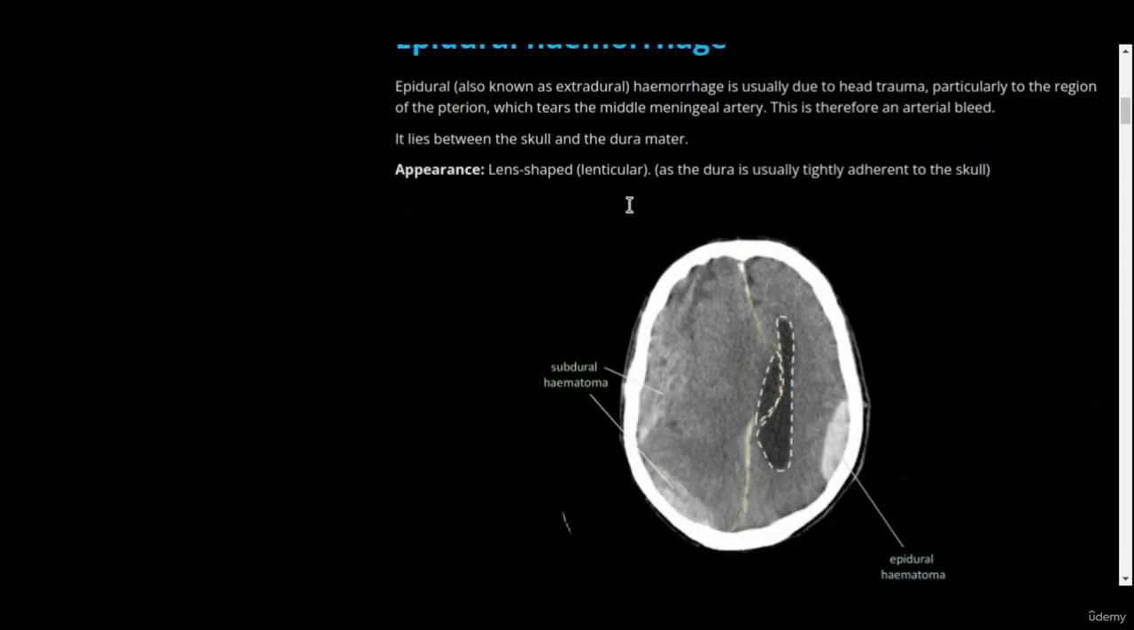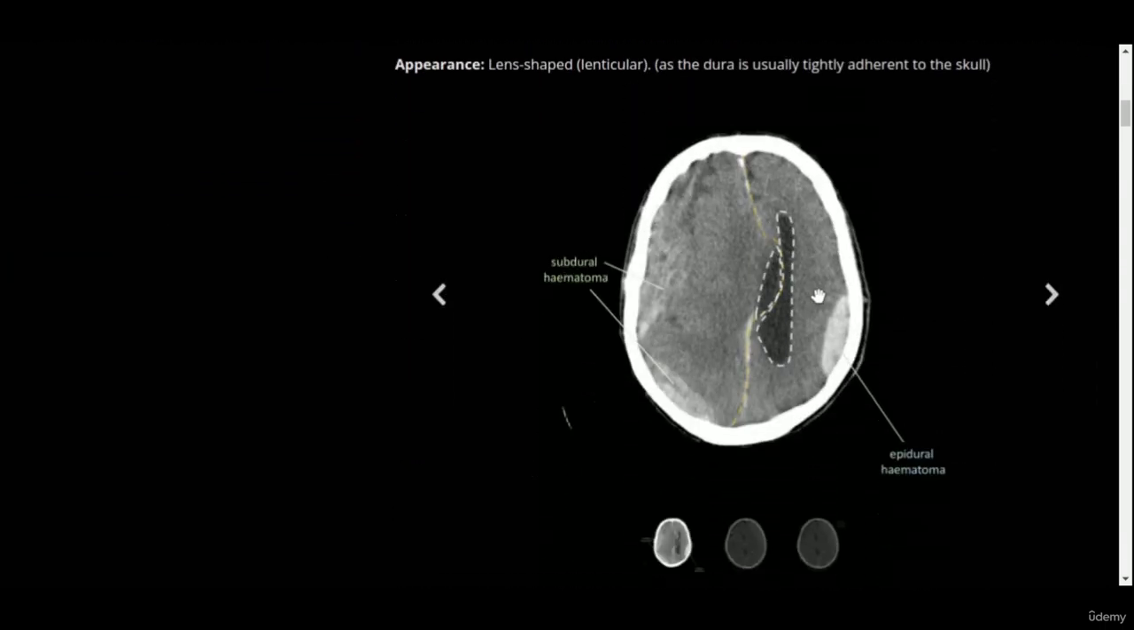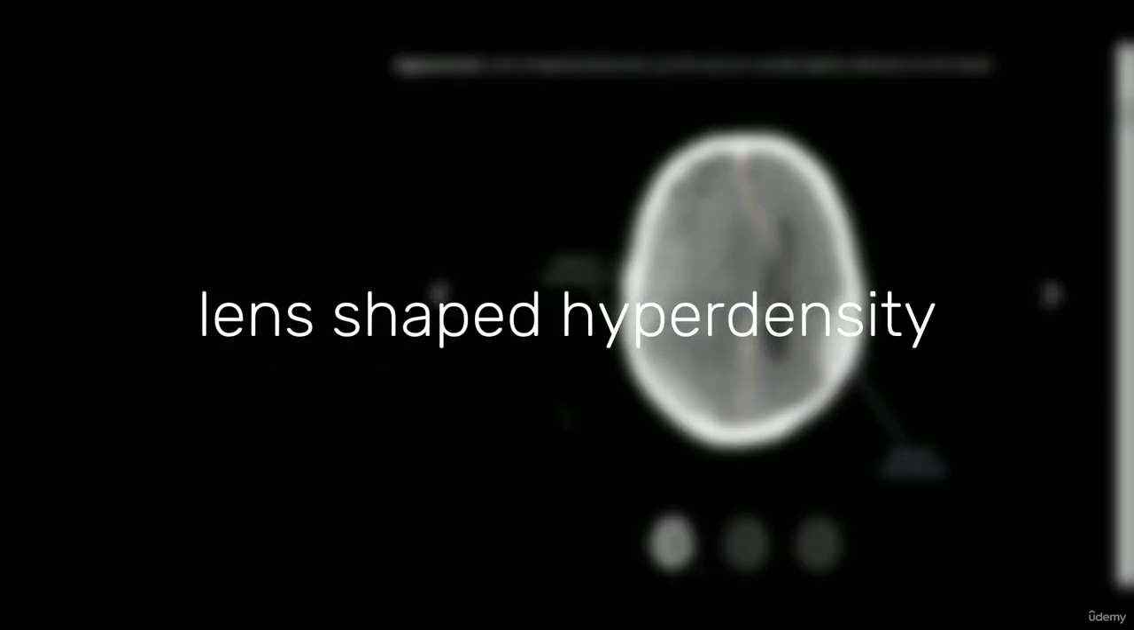Now let's talk about epidural hemorrhage. As we see here, we have epidural hematoma and subdural hematoma, the association of both. Also, we have this midline shift and the slit of ventricles, also the shift of the ventricles to the left side. Now let's talk about this epidural hematoma. Here we have hyperdensity, so we are in the acute phase, and also we have what we call the lens shape.